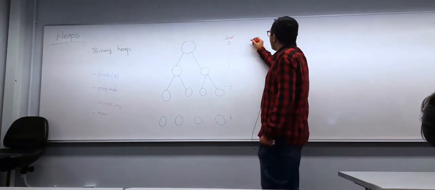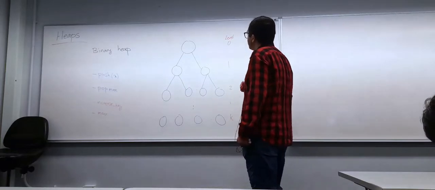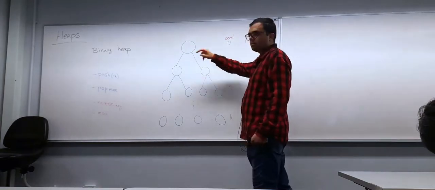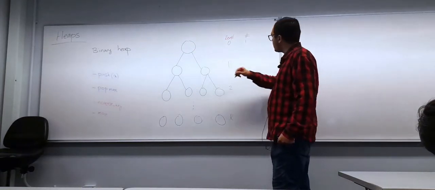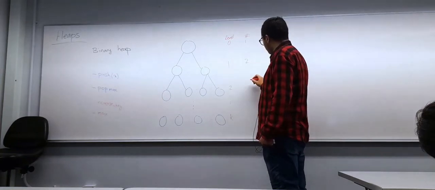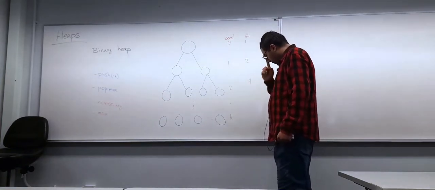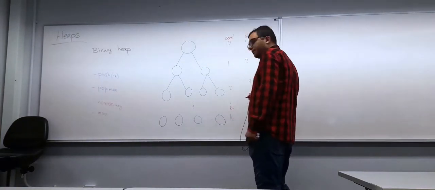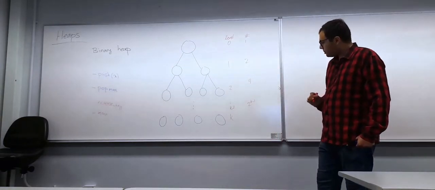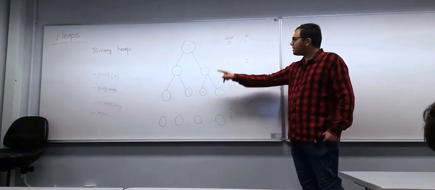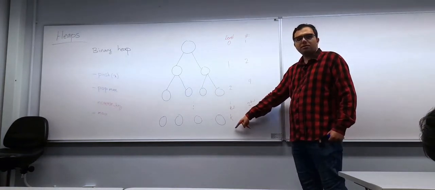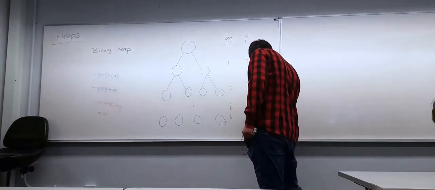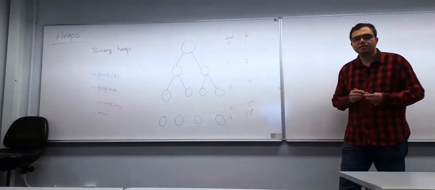So how many elements do I have at every level? What is the number of elements at level 0? It's just 1, right? Because I just have the root. What is the number of elements at level 1? It's 2. What is the number of elements at level 2? It's 4. And so on. What is the number of elements at level k minus 1? It's 2 to the power of k minus 1. And what is the number of elements at level k? Well, my heap might not be full, so I cannot be sure that I have 2 to the power of k elements there. But what I know for sure is that I have at most 2 to the power of k elements.